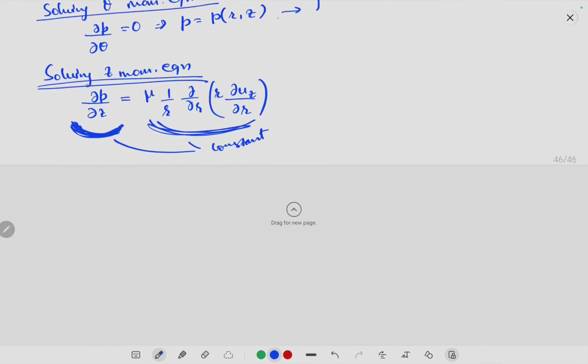So now let's put del p by del z equal to a constant, and since p is only dependent upon z this time, del p by del z becomes dp by dz, which will be some constant c1. Integrating over z will give us c1 z plus c2.